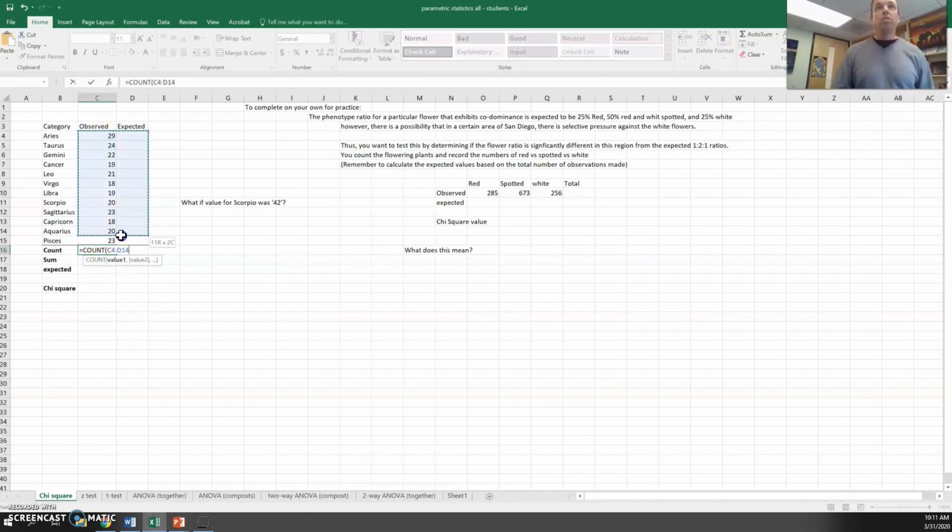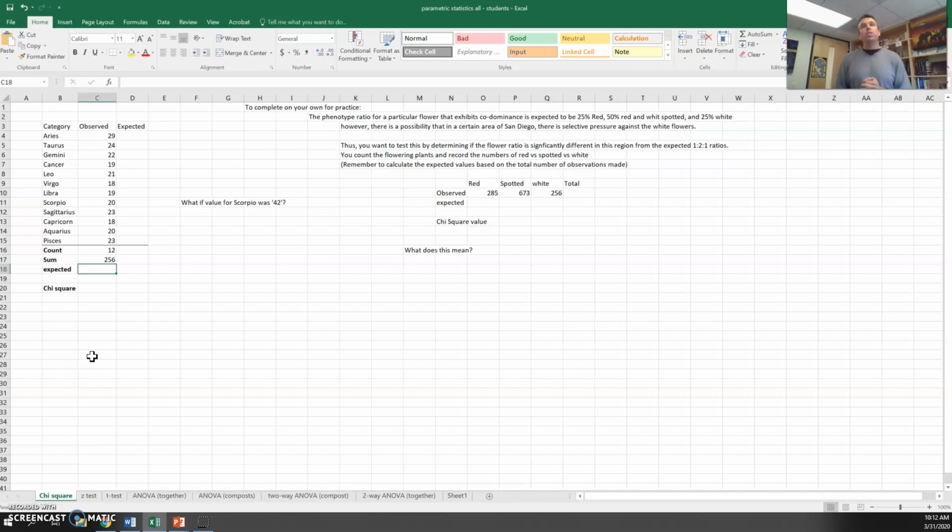Figure out my number of data points, and as you might expect, we have 12. We also know that we can figure out the sum of all these values. So how many observations did we have? In order to do that, I need to type in sum. To figure out how many observations I made total, I'm going to get the sum of all those observations, and you'll see that I made 256 observations.